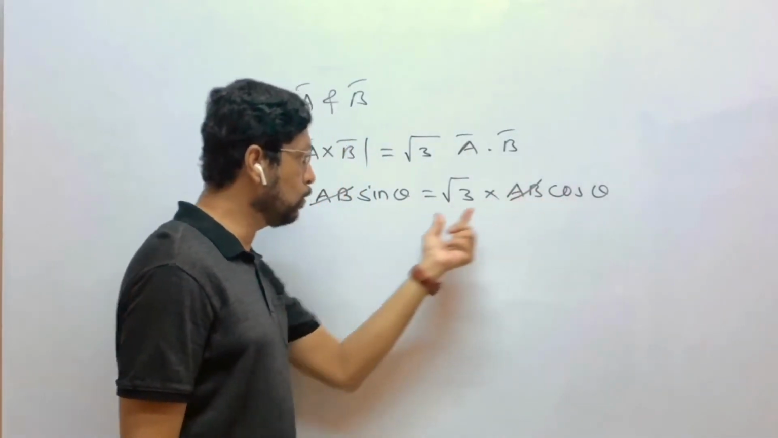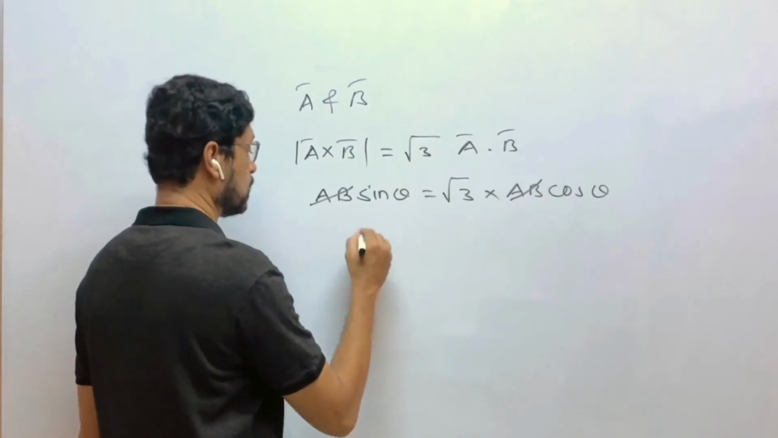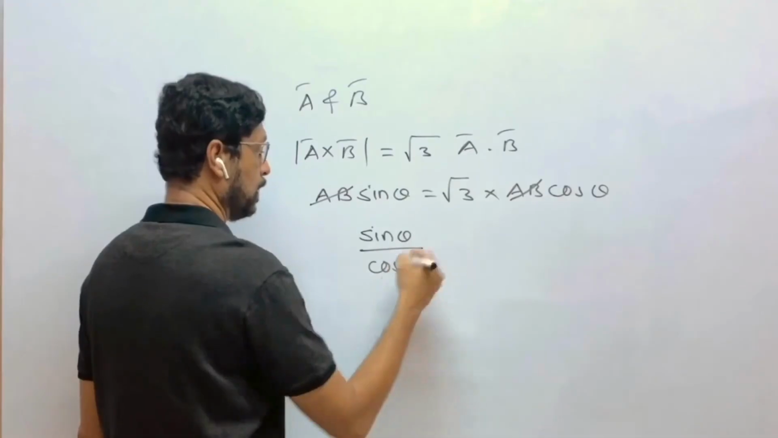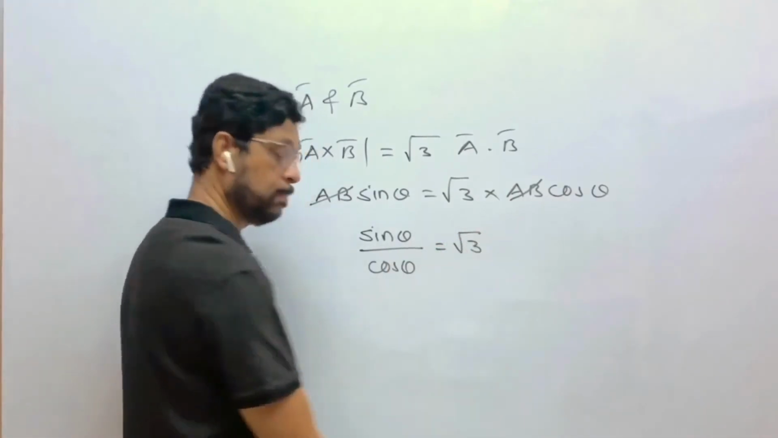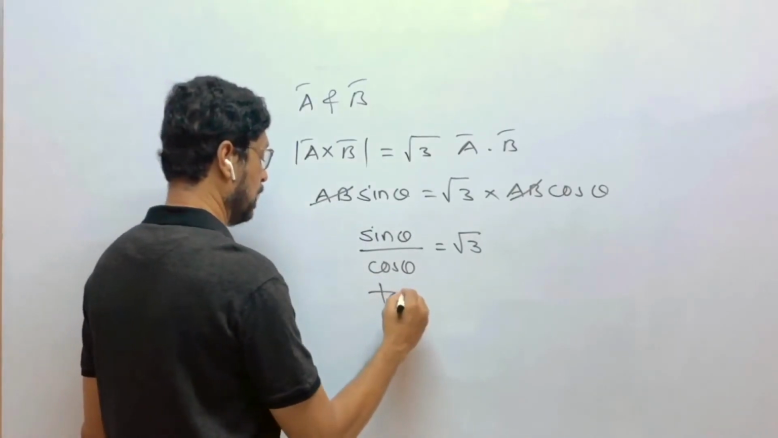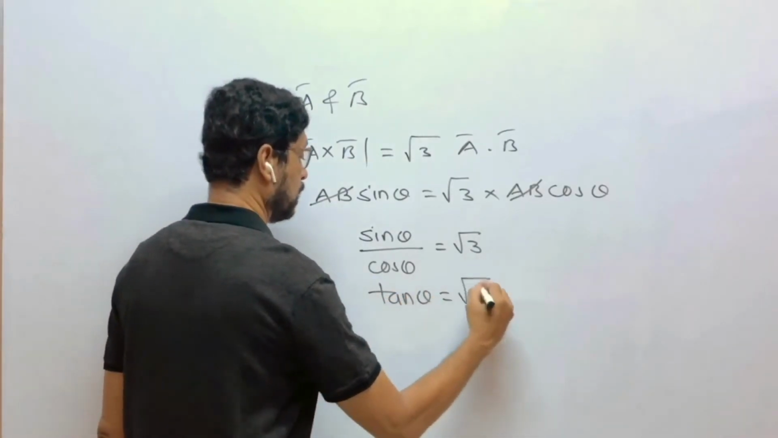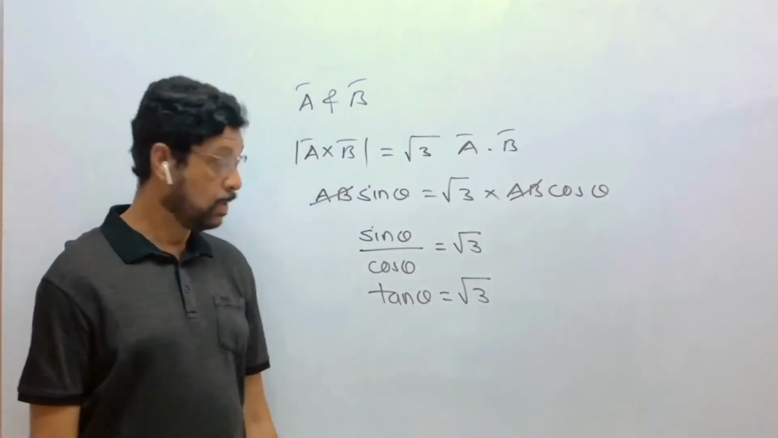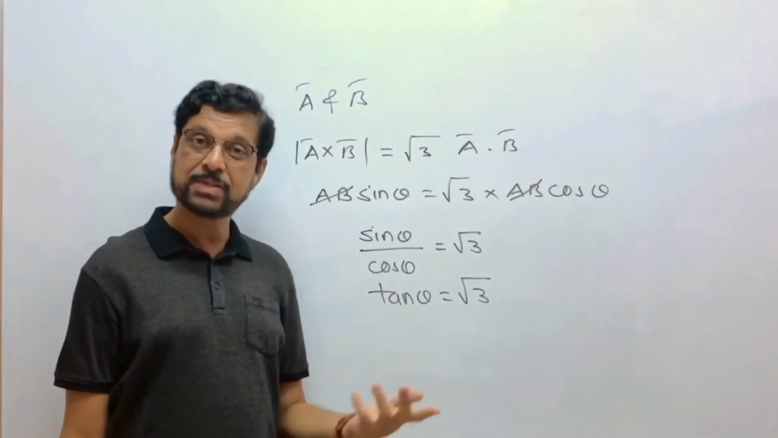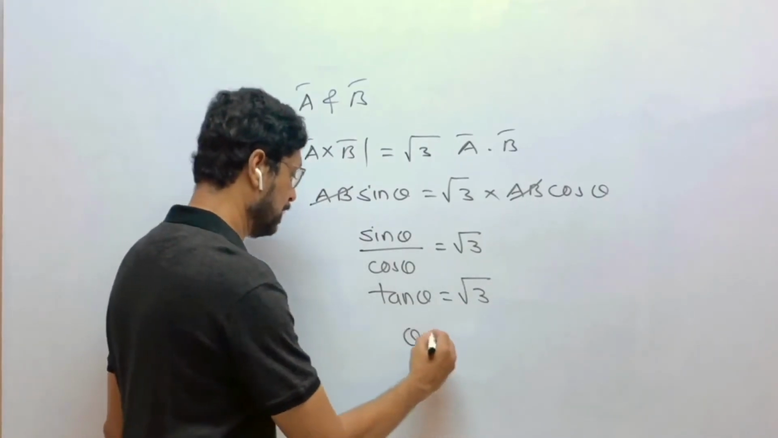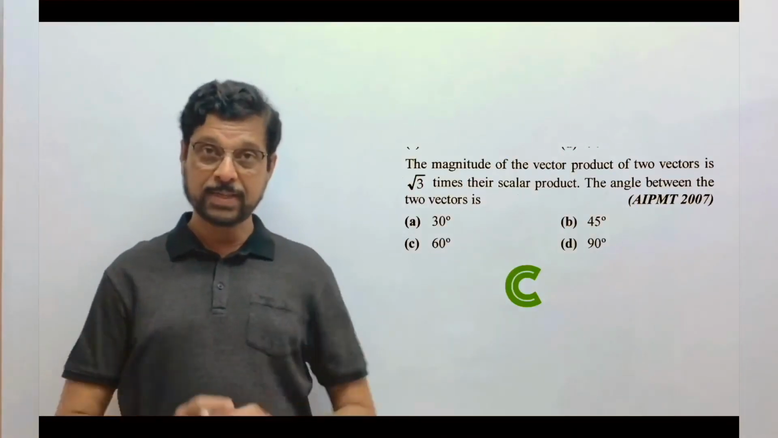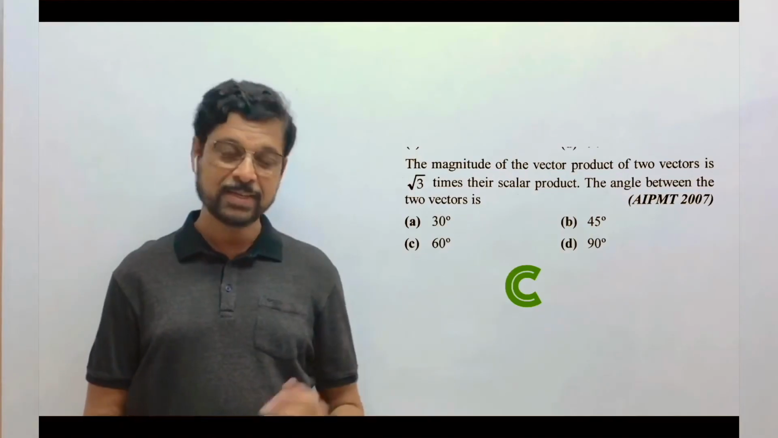So take cos theta to this side. So sin theta upon cos theta is equal to root 3. Sin theta upon cos theta is tan theta, which is equal to root 3. Tan of which angle is root 3? It is 60 degree. Means theta is equal to 60 degree. So your answer is 60 degree, that is C.